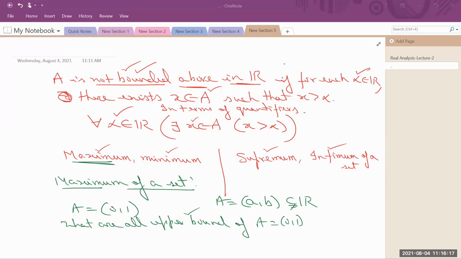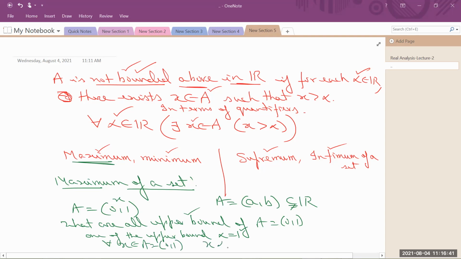So one of the upper bounds is 1. I can say that one of the upper bounds is alpha equal to 1. And why is 1 an upper bound? Because whatever x you choose from this set, for every x belonging to the set A equal to the open interval (0, 1), x is always less than 1. I mean x is less than or equal to alpha. In fact, you can say less than or equal to, when either x will be less than 1 or x will be equal to 1. Combined, we read it as less than or equal to.